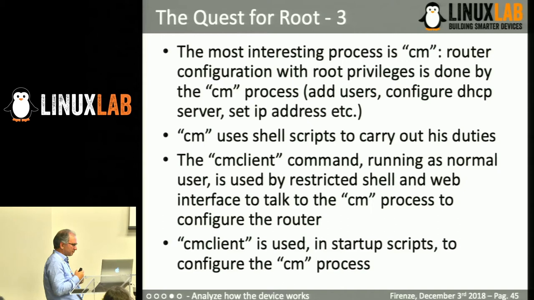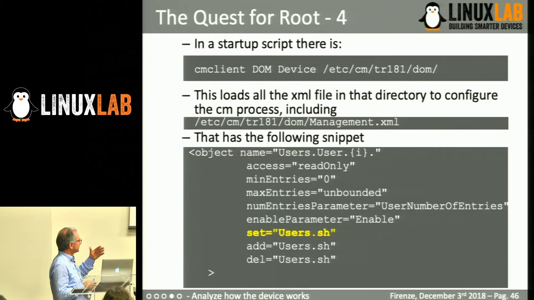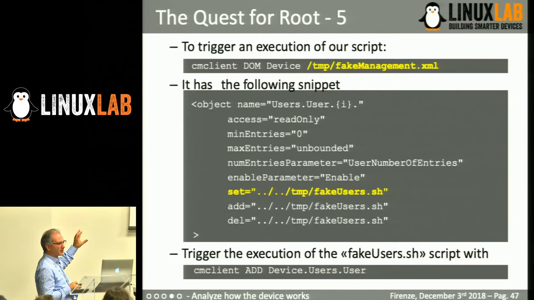But an interesting thing analyzing the startup script is that CM client has also been used during startup to configure the CM process. So, making a long story short, CM client is used in the startup script to configure the CM process using XML files, where in the XML files there is the script that it has to use to do certain tasks, a normal shell script. So the idea is we can copy this configuration file to a temporary directory as a normal user. We can change the script to our own script that will be run as user root. For example, we can change the /etc/passwd file to remove the password for root. In this way, we can then trigger the execution of this script, and we can become root.